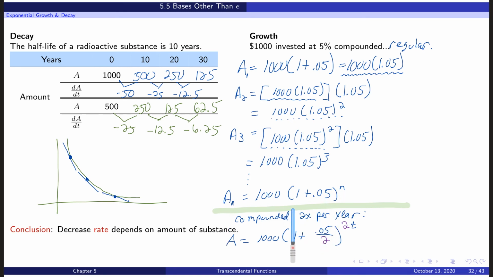If your compoundings occur more than once a year, you take and modify both the interest rate and the number of times that you're compounding. So for example, something that's compounded twice a year, you're going to take that 5% and cut it in half each time you do a compounding. So half of 5% is 2.5%, but then you're going to double the number of times that you compound. So it's going to be 2 times the amount of time that you have.